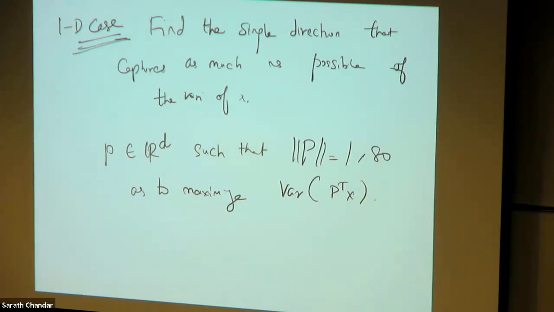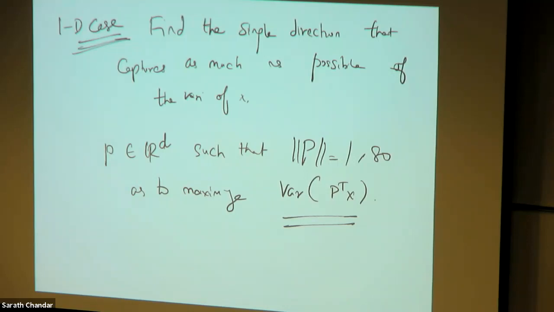So we have some input X, which is d-dimensional, right? I'm looking for a one-dimensional projection, which means I have to multiply this d-dimensional vector with another d-dimensional vector. The dot product is going to be one number, right? So that vector is going to be P. Now I'm looking for a P which has maximum variance after projection. So the variance of P transpose X has to be maximum.